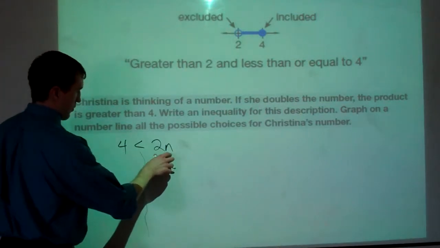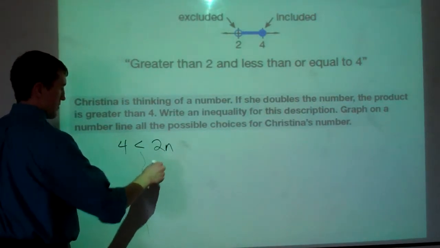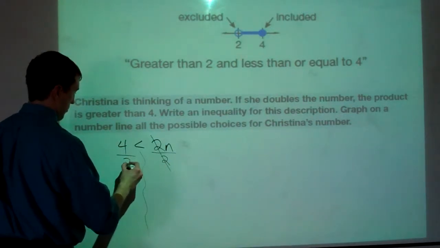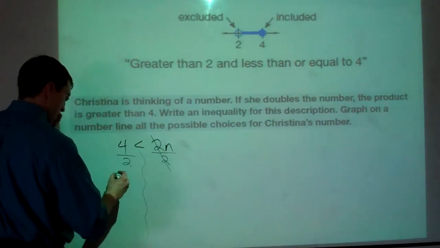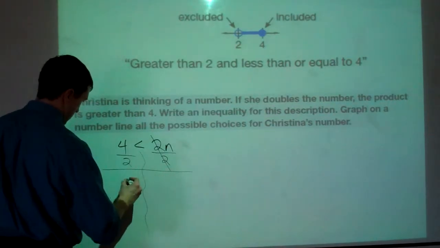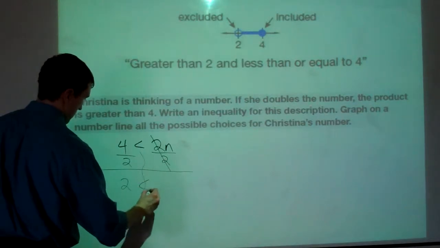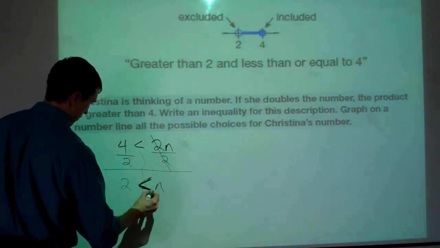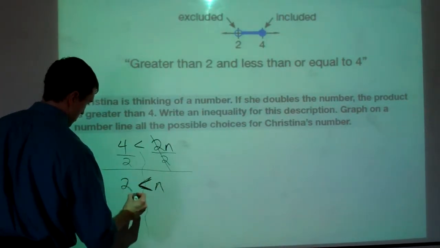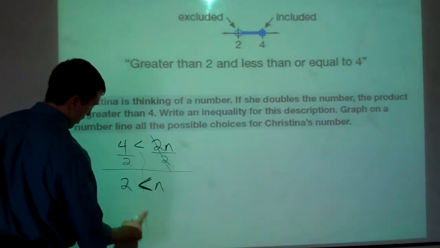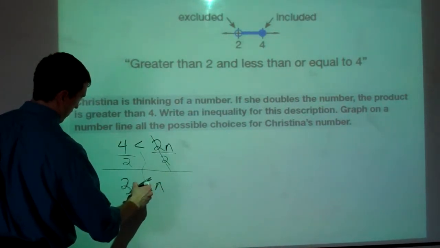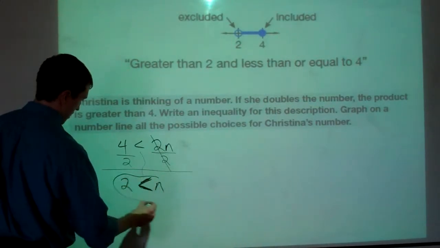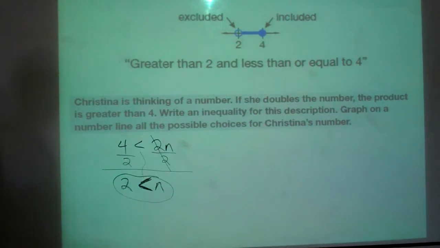So how do we solve for n? We want to get it by itself. Well, 2 times n, so we want to divide by 2 so that those cancel. We have to do that over here too. So 4 divided by 2 is 2. And you're left with n. Alright, so this would be your inequality then. This would be like your equation right here. Alright, so n is greater than 2.